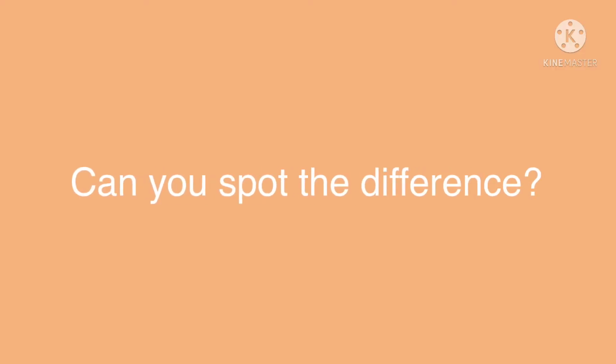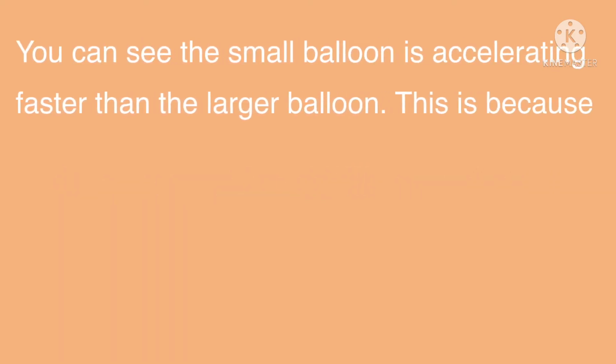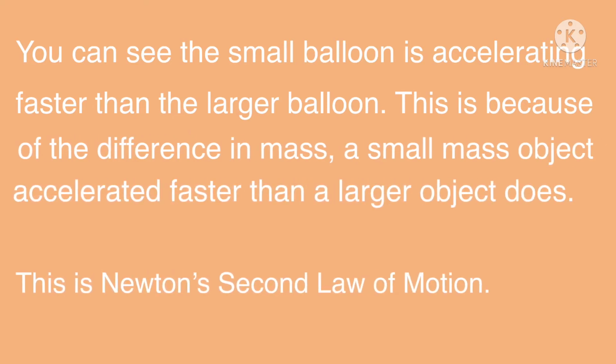Can you spot the difference? You can see that the smaller balloon is accelerating faster than the larger balloon. This is because of the difference in mass. A small mass object accelerates faster than a larger object does. This is Newton's second law of motion.